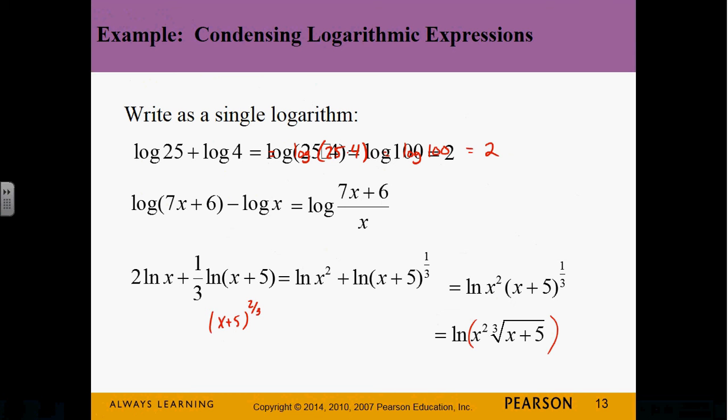So remember, we know the cube root would just be to the 1/3 power. Is there such a thing as a 2/3 root? No, that would be nice, but what this means is that anytime we have a fraction, the bottom number is the root, but the top number is still an exponent. So the way you would write that is x plus 5 squared, cube root.